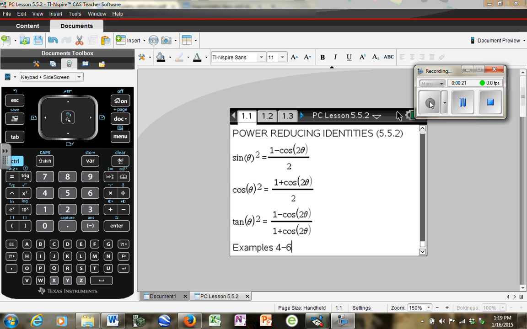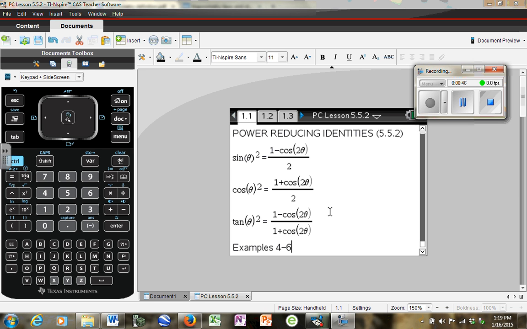We're still dealing with these new identities, and today it's using power reducing identities as well as the double angle identities that you learned the other day. As you can see in there, power reducing identities do include double angle identities. They're right in there.